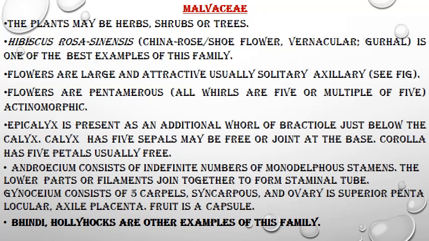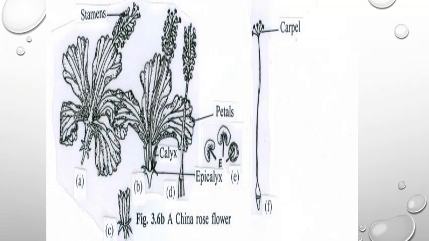Calyx has 5 sepals, may be free or joined at the base. Corolla has 5 petals, usually free. Androecium consists of indefinite number of stamens, monoadelphous condition. The lower parts of the filaments are joined together to form staminal tube. Gynoecium consists of 5 carpels, syncarpous, syn means जुड़ा हुआ, joined, and ovary is superior, pentalocular, axile placenta, and fruit is a capsule. जो इसके examples हैं, भिंडी, hollyhock are other examples of this family. This is the structure of China rose.